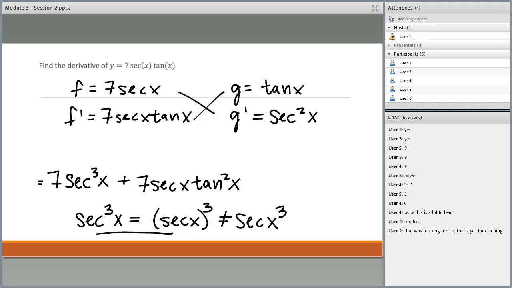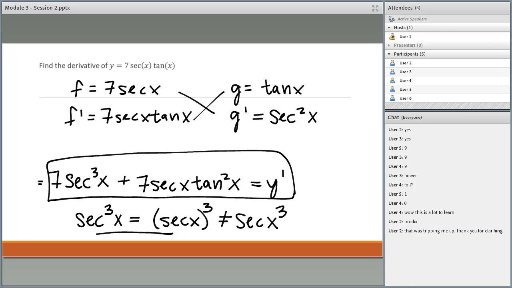Okay, so we have our derivative. And there's really no reason at this point to simplify anything. We could factor out a 7 and we could factor out a secant, but we don't need to. In future modules, when we're trying to find something more, we'll start factoring, but we don't need to factor anything. We can just leave it exactly as it is.